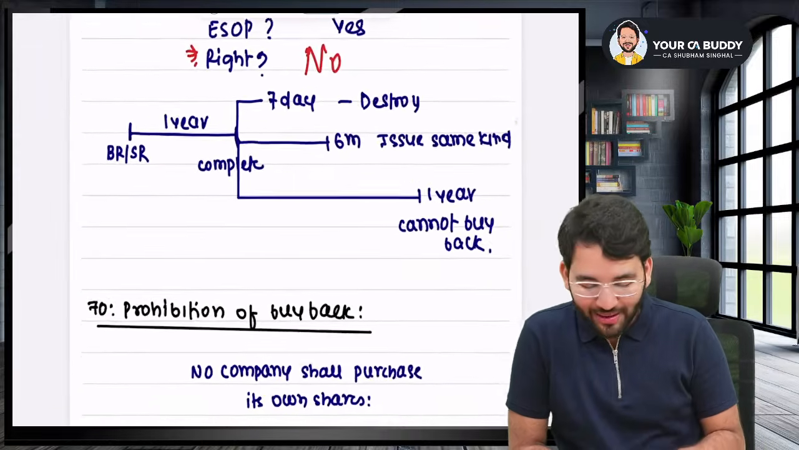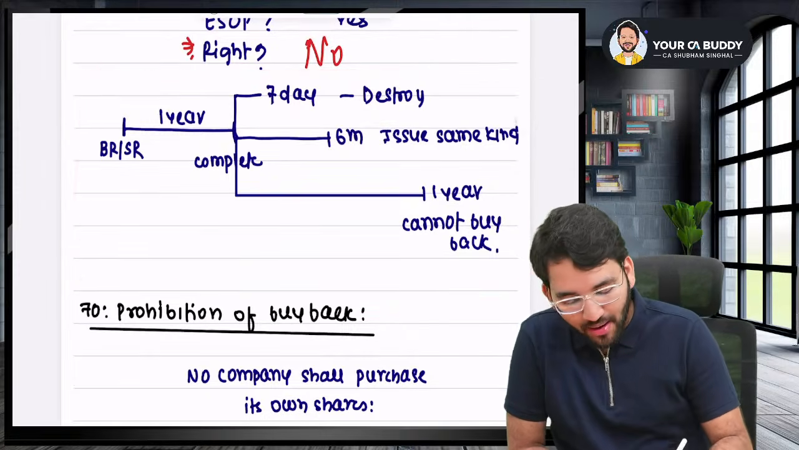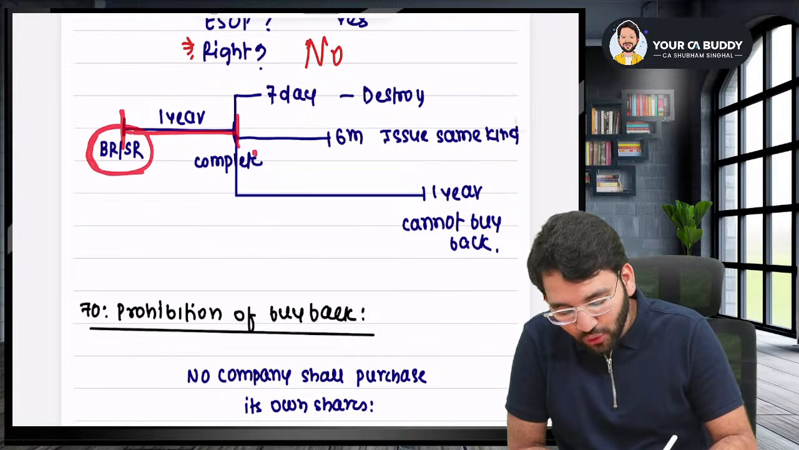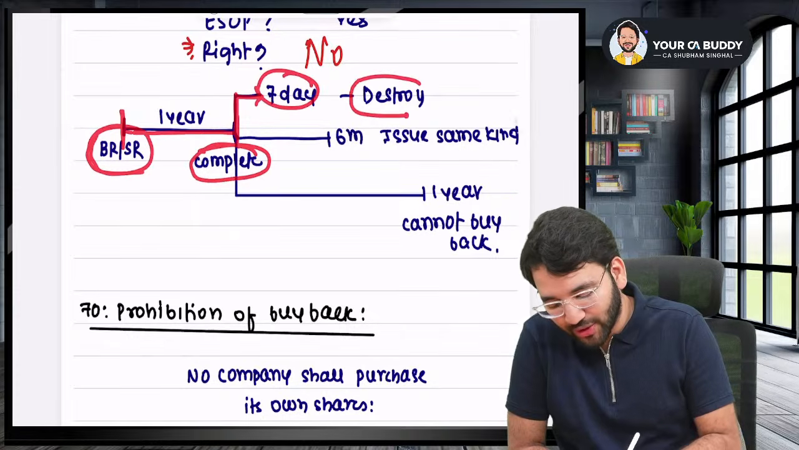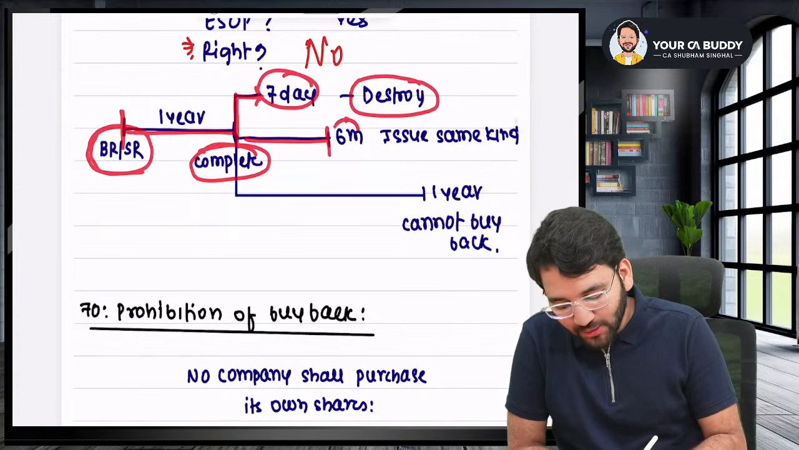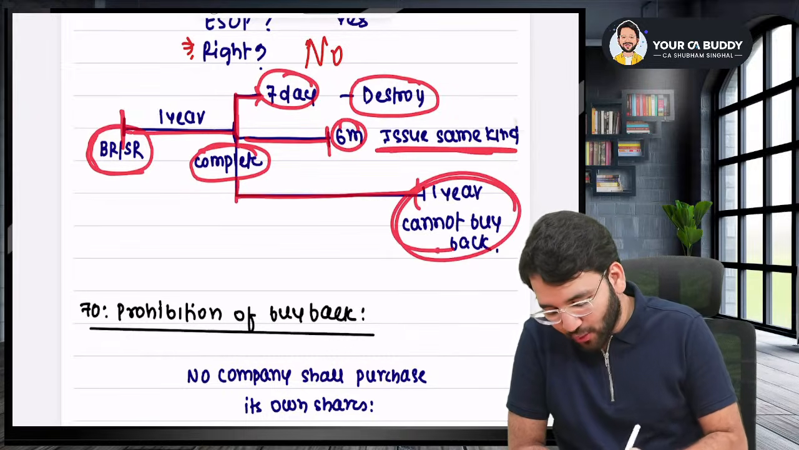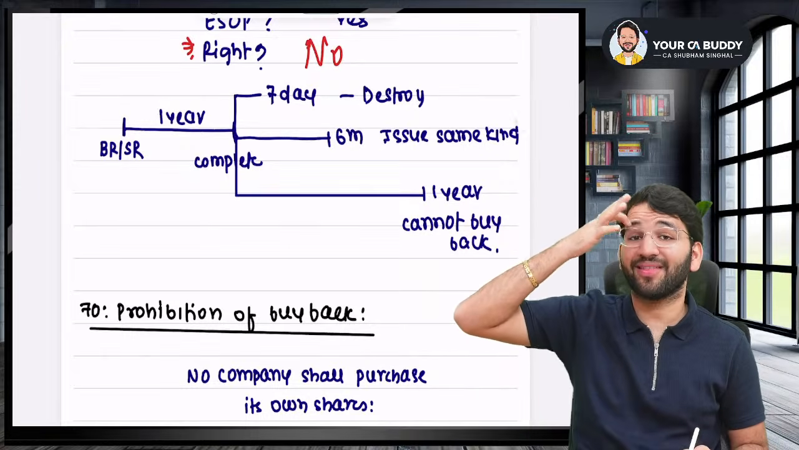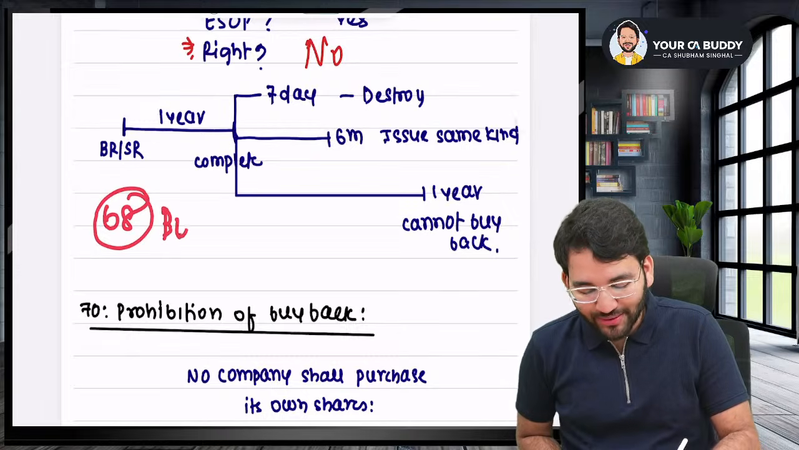And to give it a closure, please read the timelines very carefully, guys. Board resolution or special resolution, whenever you pass, within 1 year, you have to complete the buyback. After that completion, within 7 days, you have to destroy the share certificates. Within 6 months, you cannot make a fresh issue of the same kind. And up till 1 year, you cannot do one more buyback. These are the time limits that we studied in section number 68, which talks about buyback.